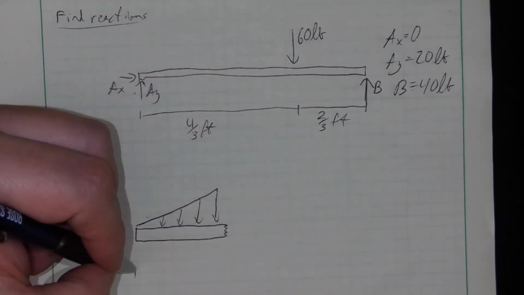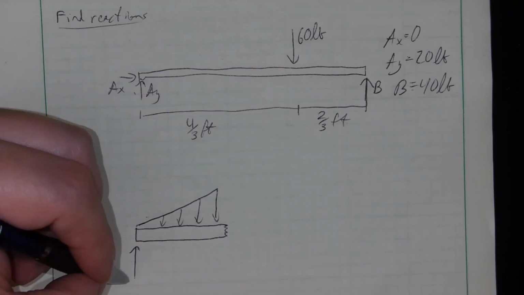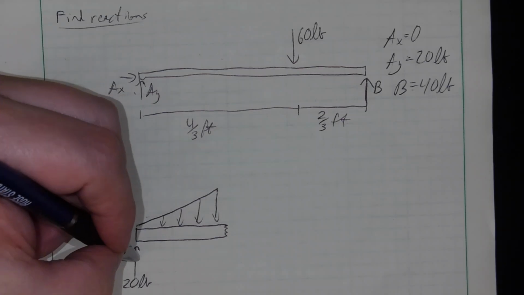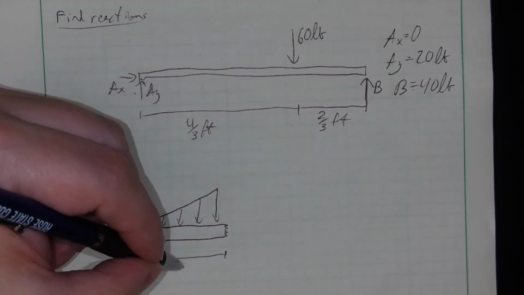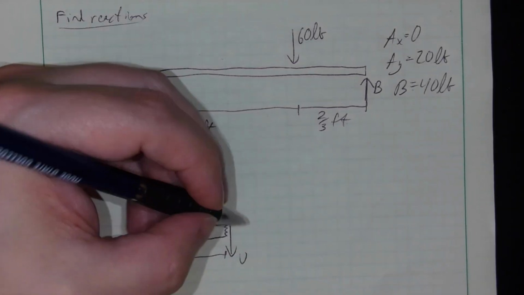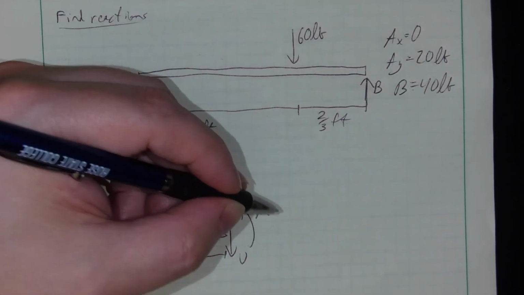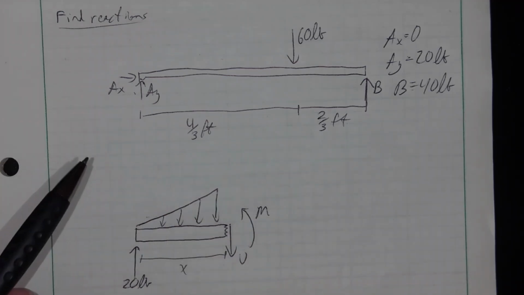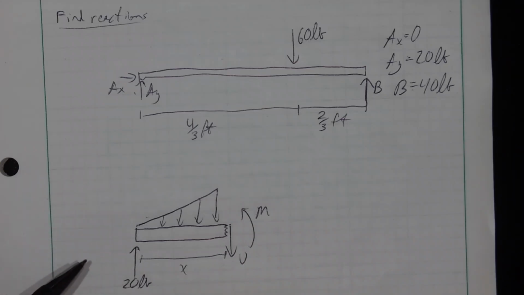Okay. So I don't have an AX. I have a force here of 20 pounds for AY. I've cut it at an arbitrary distance X. When I've cut it, I've exposed shear and moment. There's no normal or thrust force because there's no X direction forces here to worry about. There is a normal force, it's just 0. So I've got shear and moment. I need to find these as a function of X.